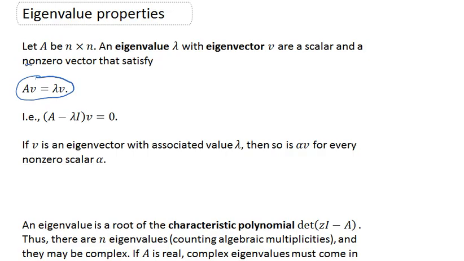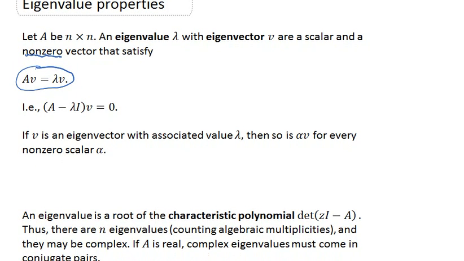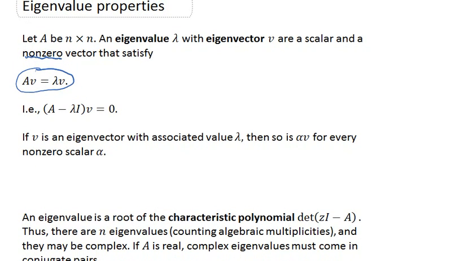It's important that the vector be non-zero because, of course, if v is 0, then you just have the equation 0 equals 0, which is trivial. Another way of writing this equation, if we write lambda v as lambda times the identity matrix times v, we can then write it as the matrix A minus lambda I, all times v, is equal to a 0 vector.